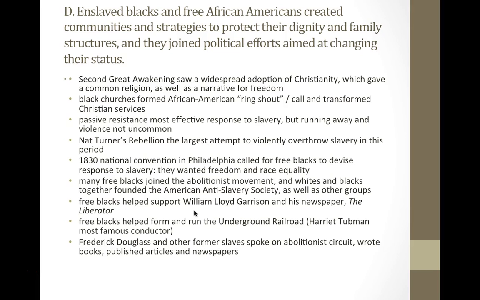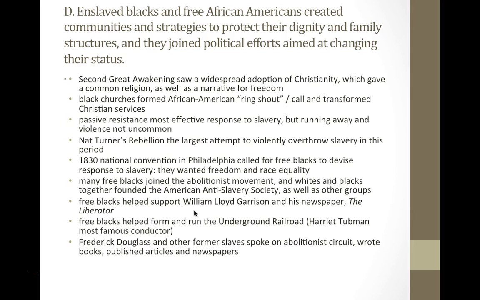All right, the 1830 National Convention in Philadelphia is going to call for free blacks to devise a response to slavery. They're going to come together and say, we're free. We need to devise a response to slavery that pushes for freedom and race equality. We're going to have a push for the abolitionist movement, getting better and better and bigger and bigger.